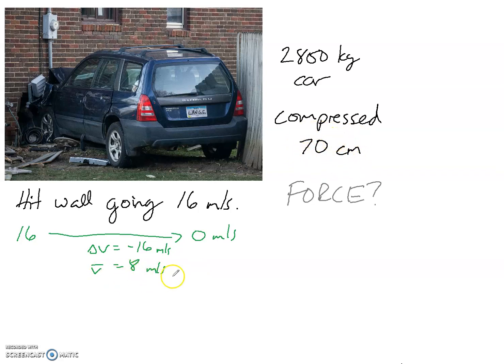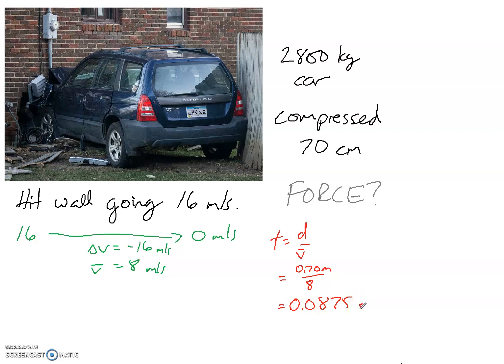Now, when I look at my quantities, I've got a distance over here, and with distance and an average V, I can find out time. So if I do my basic d = vt, so time is equal to distance divided by average V, I've got a distance of 70 centimeters, but we have to put that into meters, and I've got the average V of 8. I can divide the two out to find how long it took to stop the car. And that gives me approximately 0.0875 seconds.